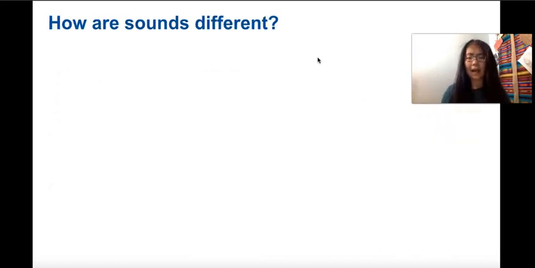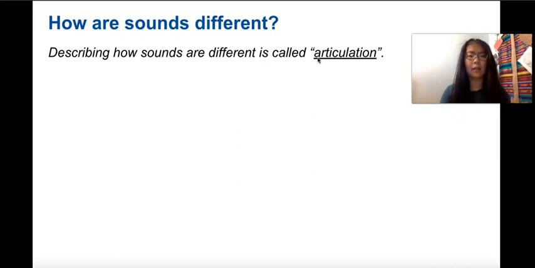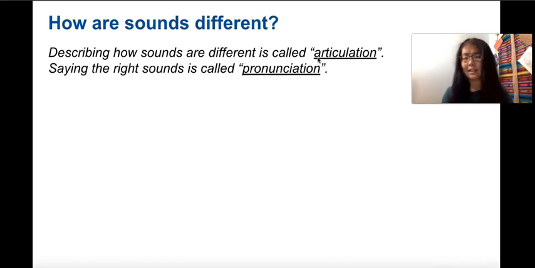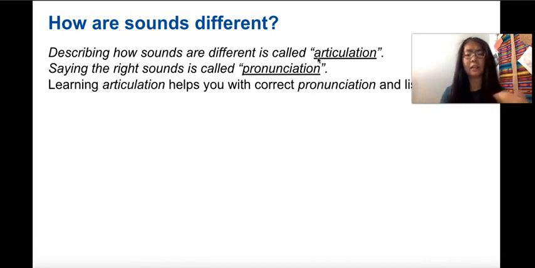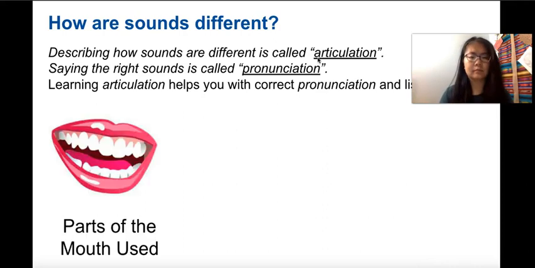So, talking about how sounds are different. When we describe how sounds are different, right? So that's called articulation, right? Describing and practicing different sounds with our mouth parts. Saying the right sound is what we call pronunciation. So learning articulation, learning how sounds are different, helps you with correct pronunciation. It also helps you with listening. So we'll talk about the parts of the mouth that we use in this introduction video.